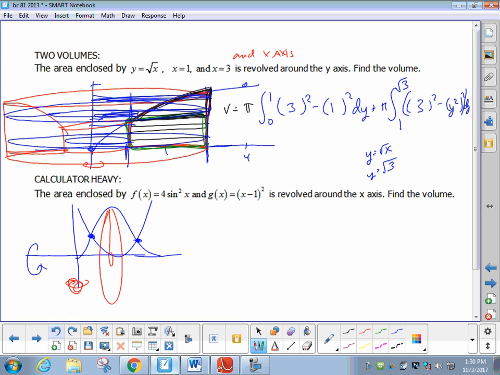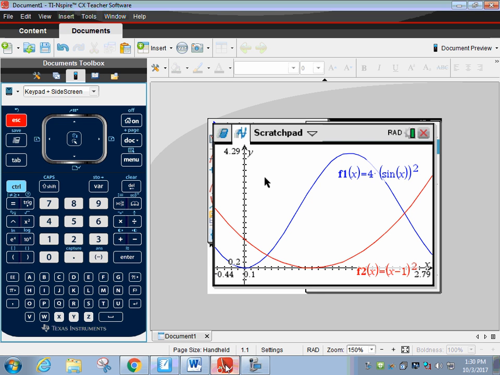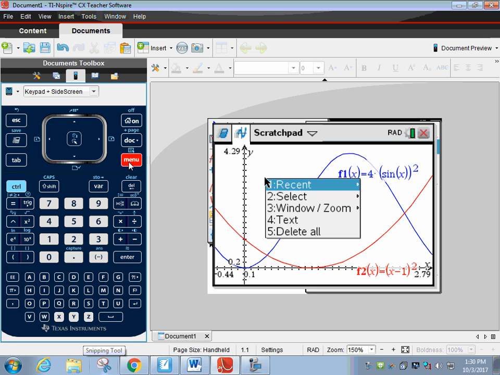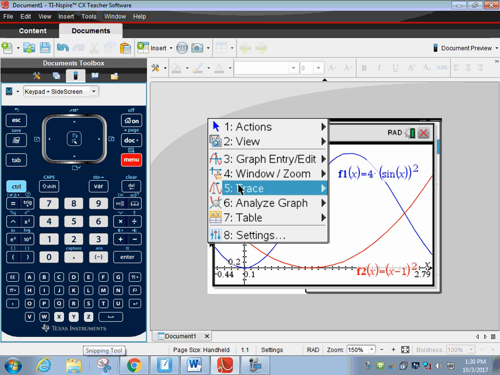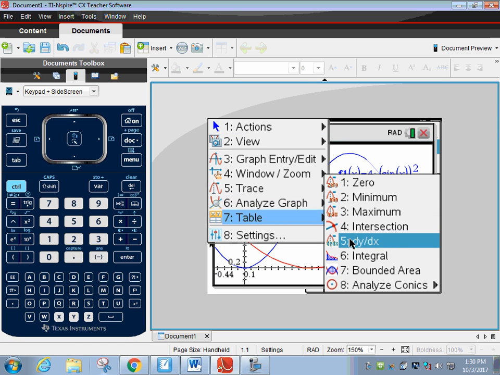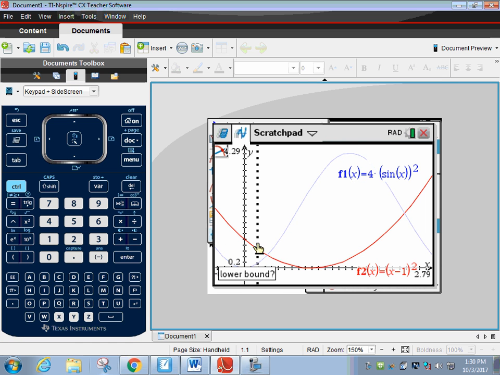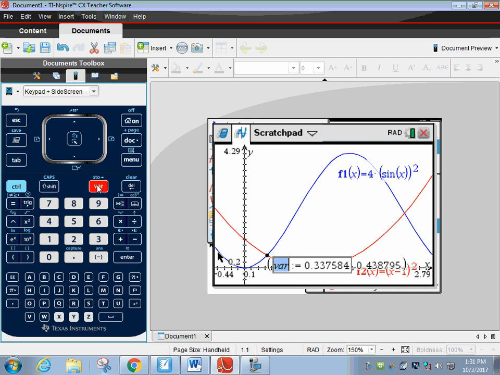In order to do this value, what should I start with first in my calculator after I've drafted? Find the intersection points. Would you find the intersection points and store them? When I say store them, do you need to store x and y or just x? Just x. Why just x? We're not using y as our variable of integration. We're using x. So store that x and find the other intersection point.